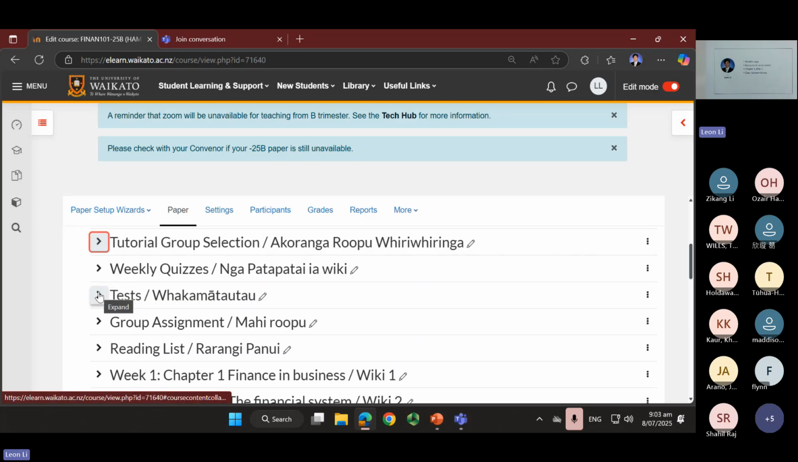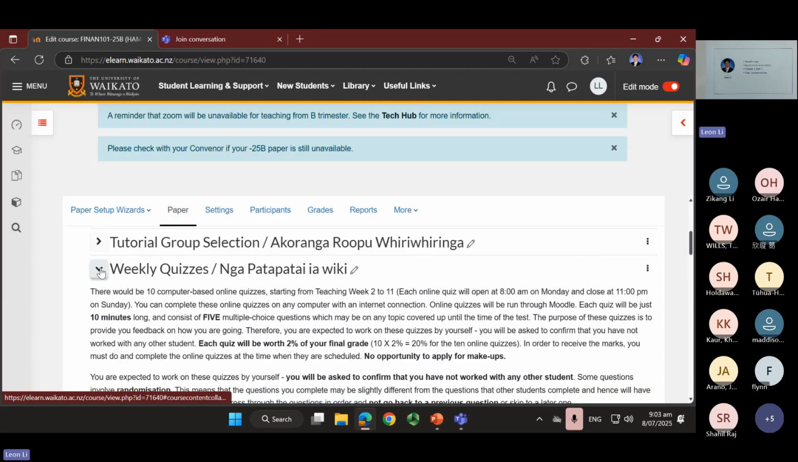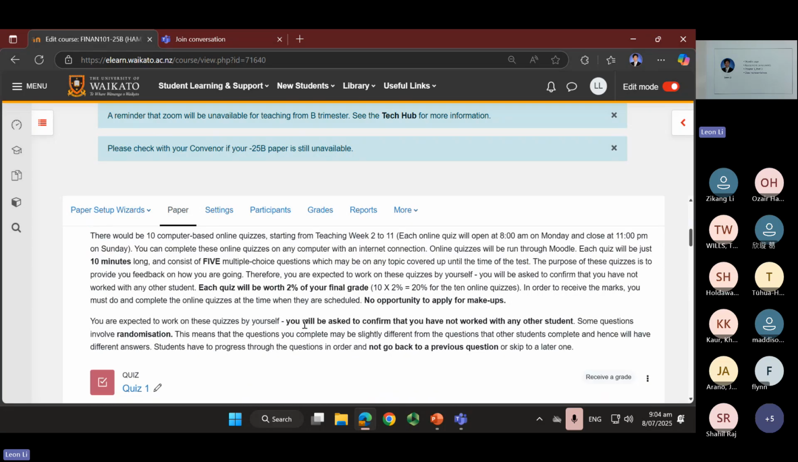Now, our assessment components. We have several assessment components for the paper. The first one is the weekly quizzes. So we have a small quiz every week. Right? The purpose of the quiz is to review what you have learned. So it's very simple. The quiz just includes 5 multiple choice questions, 10 minutes long. All right. Each quiz is 2% of your final grade.